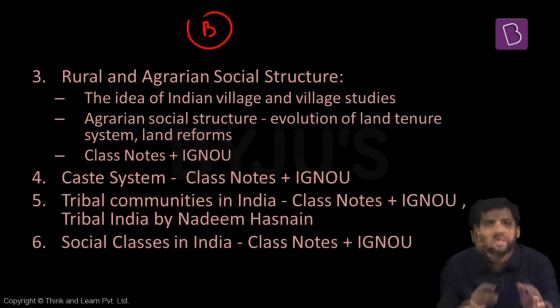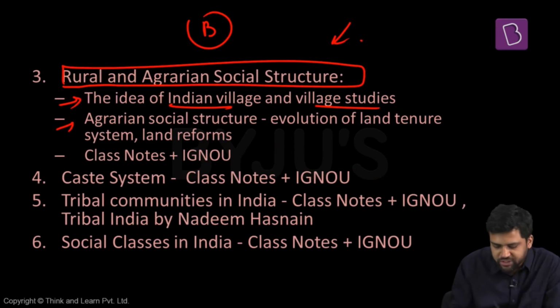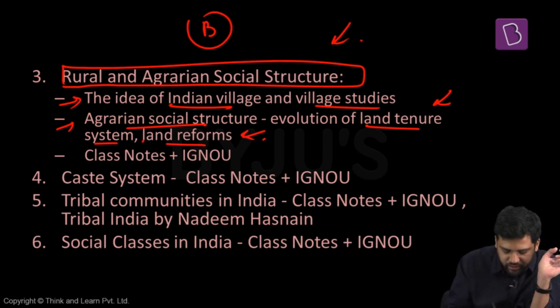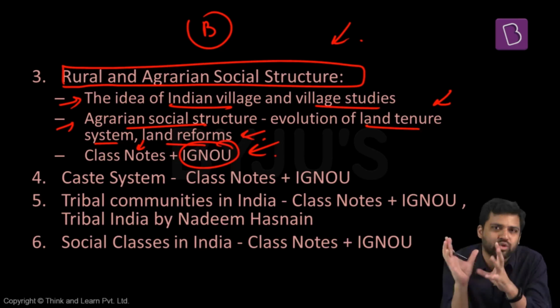Now the next section of paper 2, Section B. The first topic here is rural and agrarian social structure. It has two subtopics: the idea of Indian village studies, and agrarian social structure, which has two parts, land tenure system and land reforms. For this part of the syllabus, again, the primary resource is class notes. IGNOU material will be provided to you. From now onwards, you will observe that we will be focusing a lot on new resources apart from the class notes.